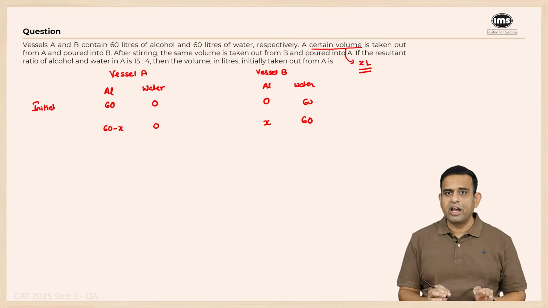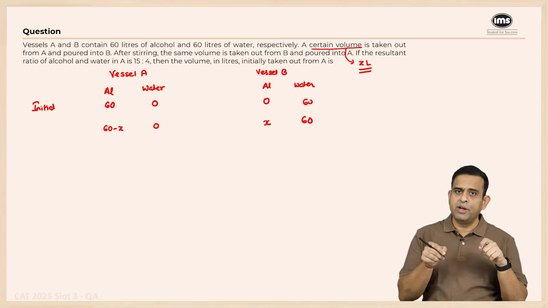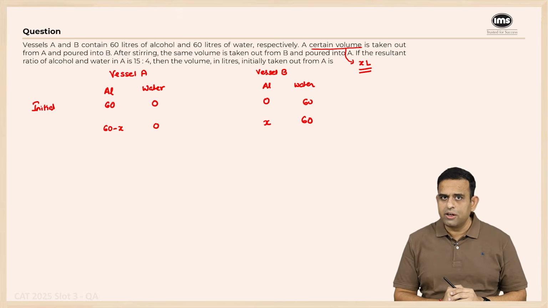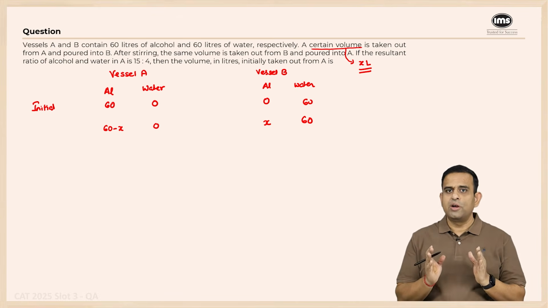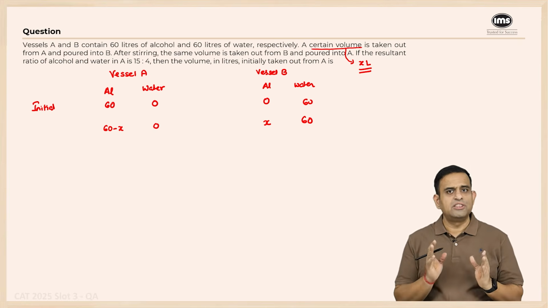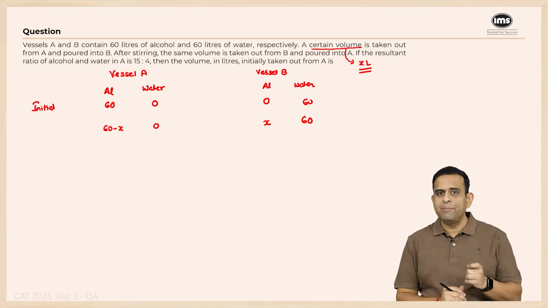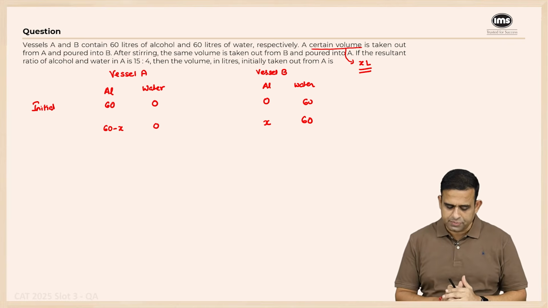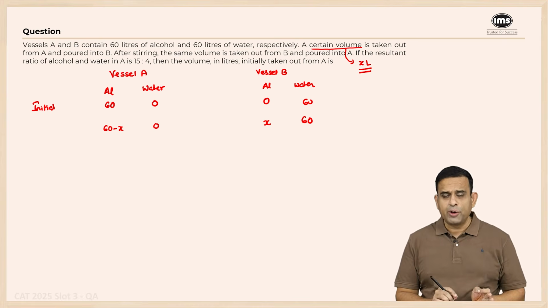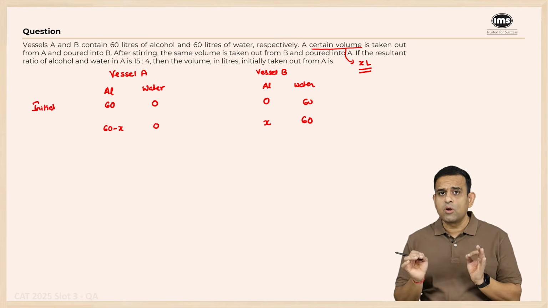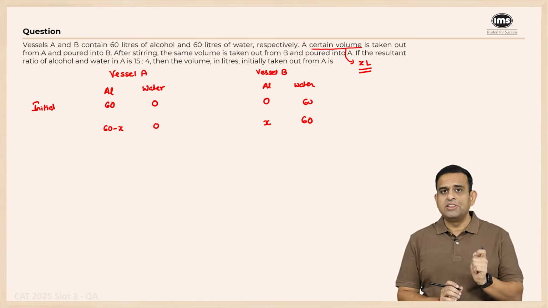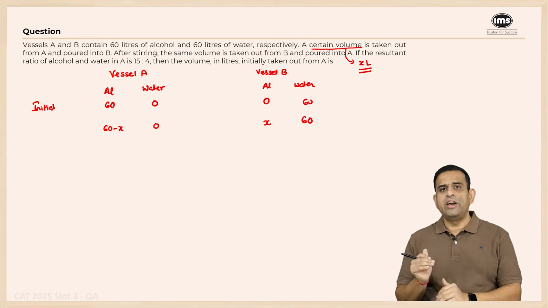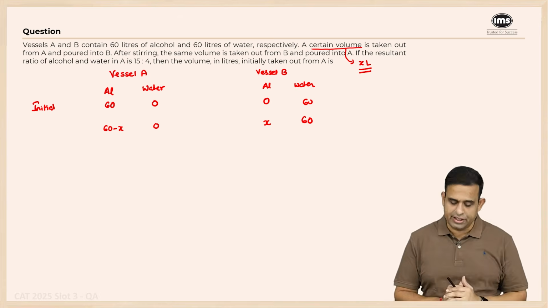Understand, at every point of time, since the transfer is happening between vessel A and vessel B, the total volume has to be 120 liters all the time. Also, the total quantity of alcohol in vessel A and vessel B together needs to be 60. At the same time, the total volume of water in vessel A and vessel B also needs to be equal to 60. Now, at this point, please note that vessel A and vessel B are not holding exactly 60 liters. Vessel A has less than 60 liters because some part was moved to vessel B, whereas vessel B contains more than 60 liters.